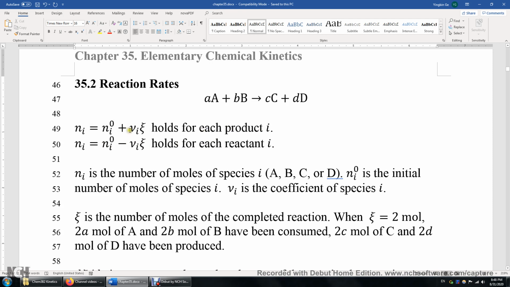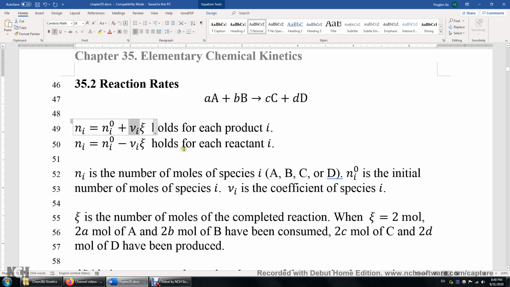For the products, this is the number of moles, this is the initial number of moles, and then this xi is the number of moles of the completed reaction, or the extent of the reaction. Now this nu sub i is the coefficients. For the products, this nu sub i can be c or d.